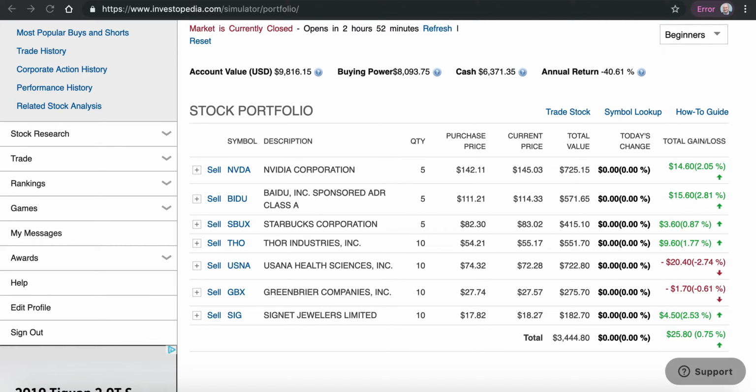So, checking back in, if you remember the stocks that I purchased a few days ago, I bought 10 of each. You can see it's these four on the bottom here, and two of them are up, two of them are down. It's basically a wash right now. I'm basically even.